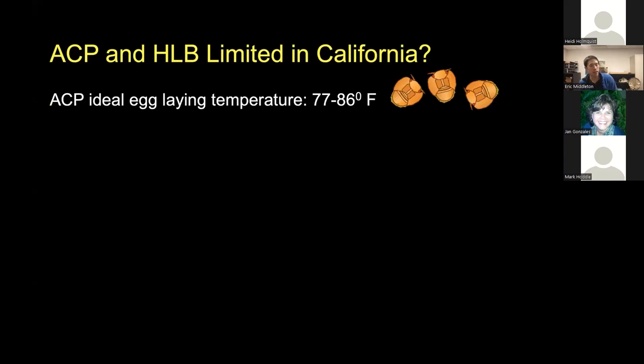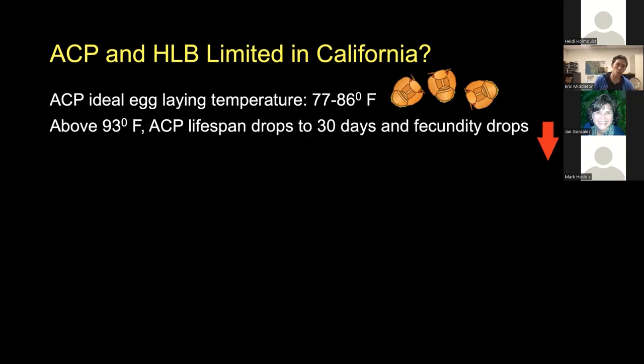So the ideal egg laying temperature for Asian citrus psyllid is about 77 to 86 degrees Fahrenheit. So if you think about what the weather is usually like in Florida, it very frequently is in that range. If it's kind of pretty warm, but not too hot, not too cold. So that's probably why ACP has done quite well in Florida. But the thing is that if it gets too hot above about 93 degrees Fahrenheit, ACP lifespan starts to drop. And at the same time, their fecundity also drops.